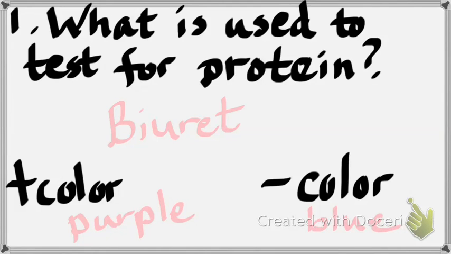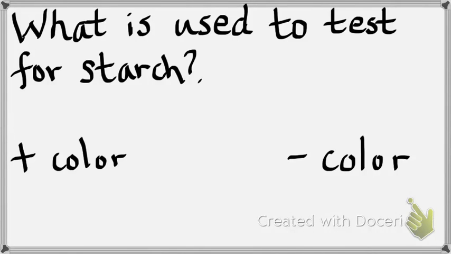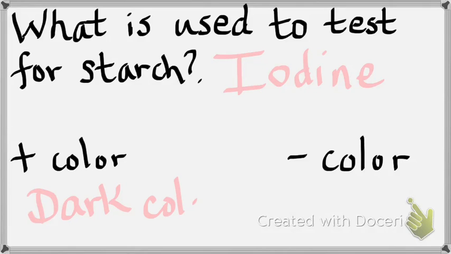All right, I need to know what chemical is used to test for starch. Iodine, good. What's a positive color? Purple is a positive color. Any others? Yeah, any of the dark colors. I'll take black, navy blue, purple, chocolate brown, any of the dark colors. How about a negative color for starch? Amber. Right, okay, on the test for starch. I'm getting this from page 40.